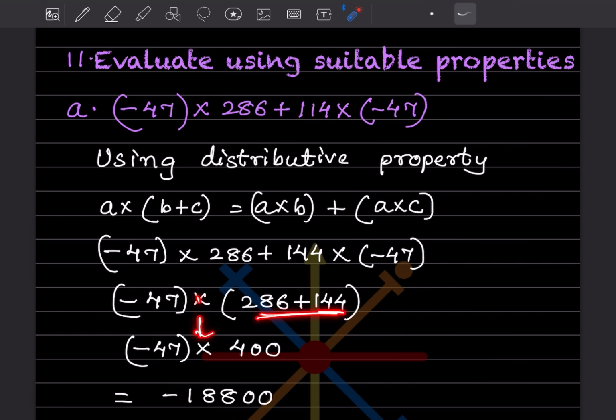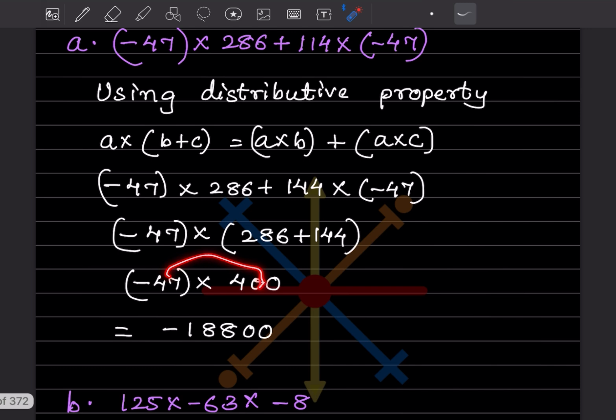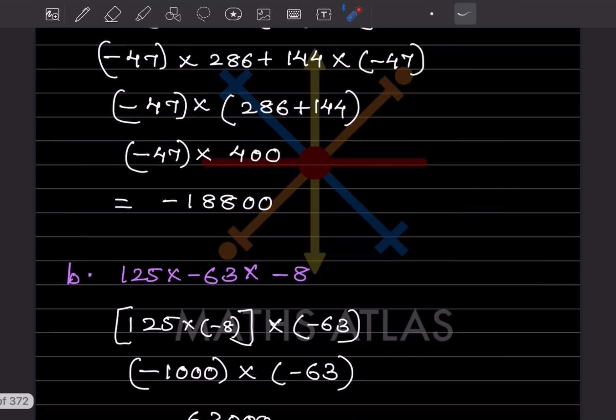So when you add this, it is going to be 400. So when you multiply this into this, that is going to be minus 18,800. You can just multiply this and then put these 2 zeros.